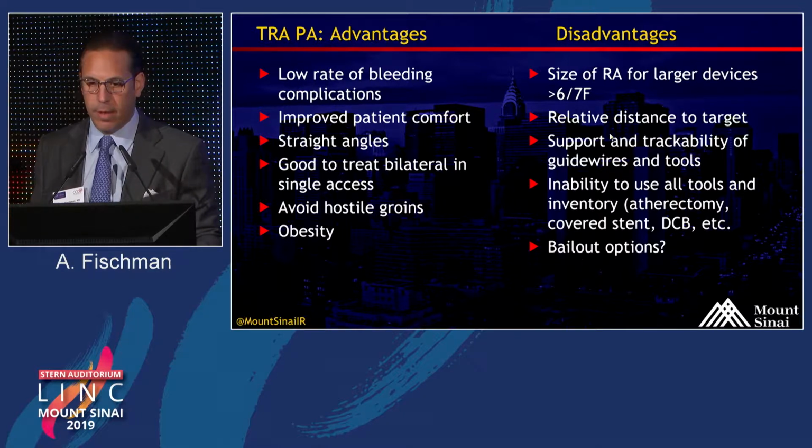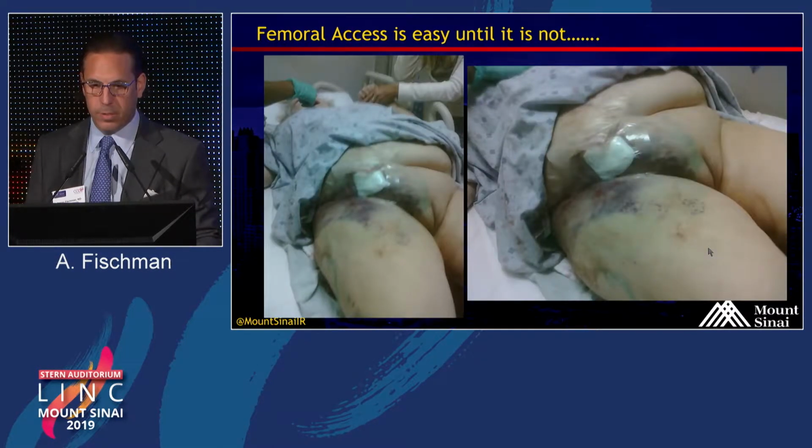The problem with radial access for PAD, particularly the SFA, is that we do have a size limitation, number one, with the size of the artery, but also the size of the sheath that are made available to us. And I'm going to go into detail about the tools that are available currently on the market today. One of the big issues is really bailout, and we don't have great options for bailout.